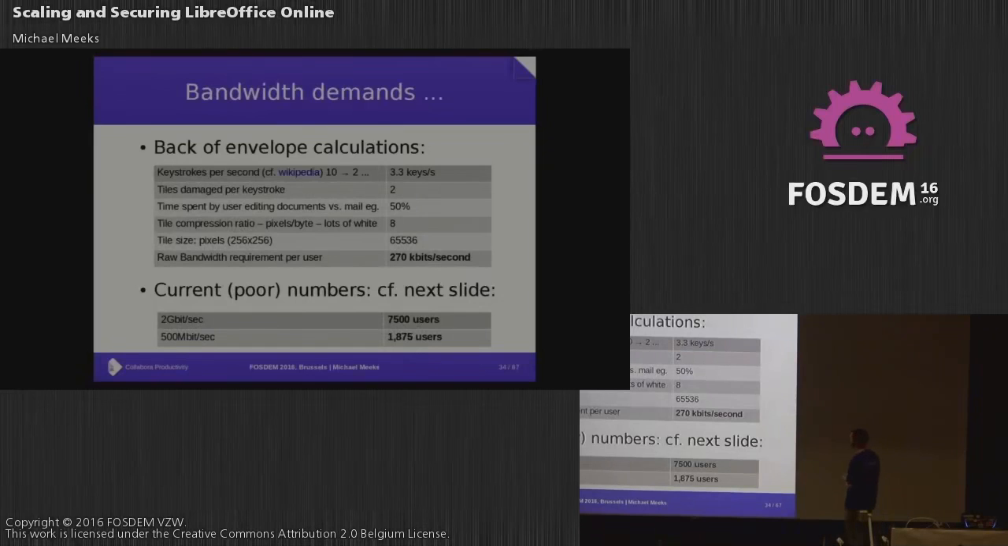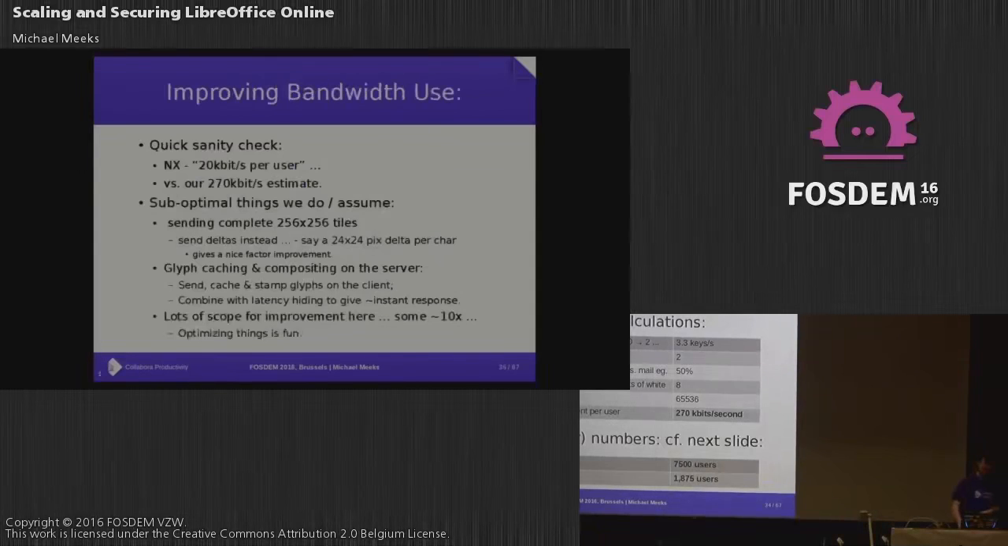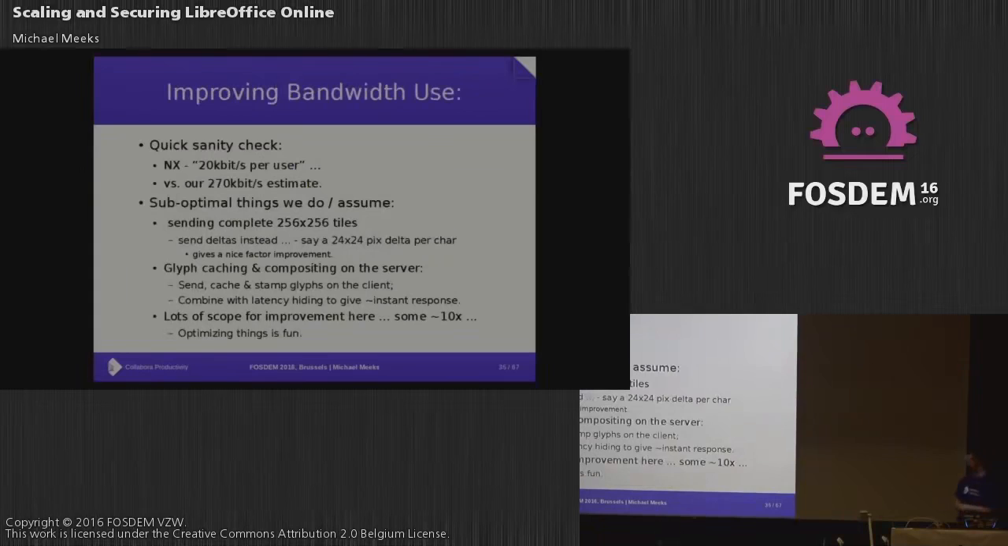These are your tile sizes, and you come up with a raw bandwidth requirement per user of something like 270 kilobits a second, which, for those of you who started on a 64 kilobit modem like me, if you were lucky, seems a lot of bandwidth. But in the modern world of waste everywhere, this is about 7,500 users on a 2 gigabit a second connection, which is a reasonably good number of users, I would argue. Particularly since this is highly under-optimized from a bandwidth perspective as yet.